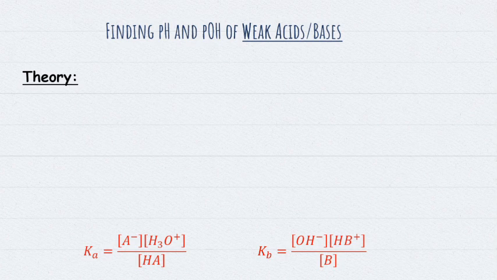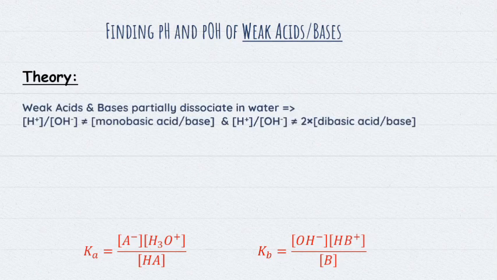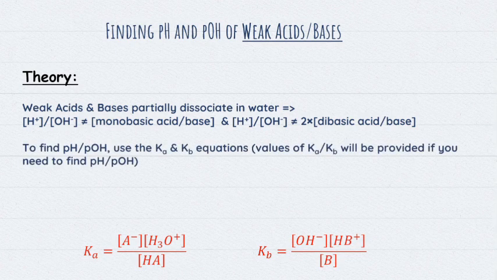Okay, so theory behind finding pH and pOH of weak acids and bases. Once again, they partially dissociate in water, so you cannot just plug in the values from the concentration, and instead use the Ka and Kb equations as we've seen right here. Now, Ka and Kb values will be provided, and you need to know how to create the equation to find pH and pOH.